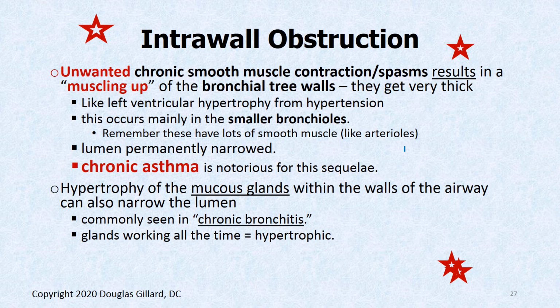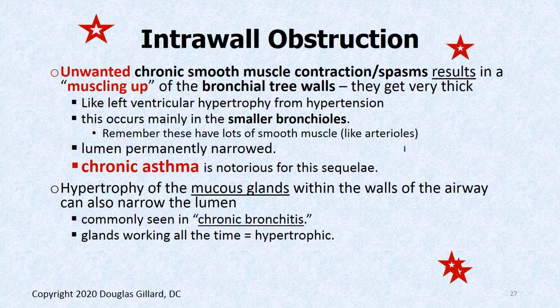How about an intrawall obstruction? So we looked at inside the tube. How about inside the wall? Well, an unwanted muscling up of smooth muscle. So patients who have chronic asthma, chronic asthma involves a spasm of the muscles, mainly of the bronchioles. And people who have asthma all the time, those muscles are exercising so much they get really hypertrophied. And the bigger they get, the lumen gets smaller and smaller and smaller. So that's an example of an intrawall problem. The muscle is inside the wall, and it narrows those holes.